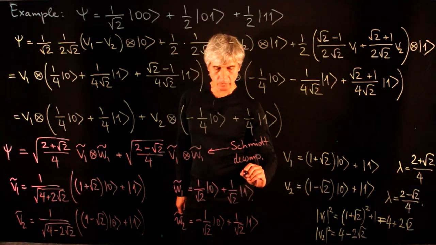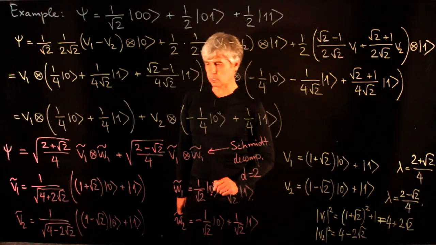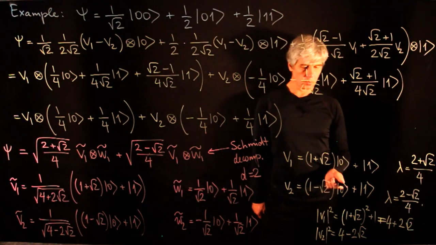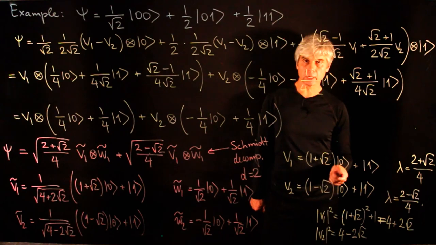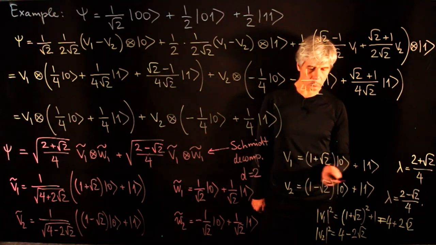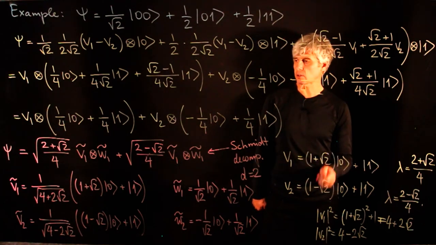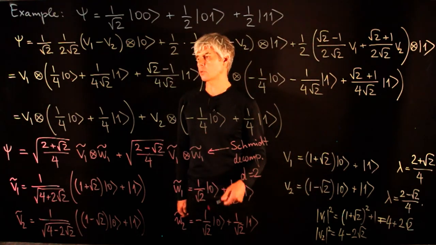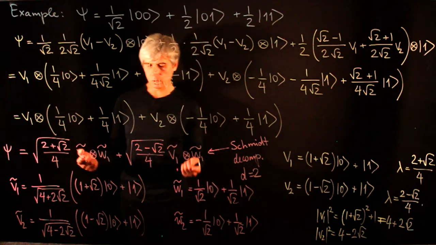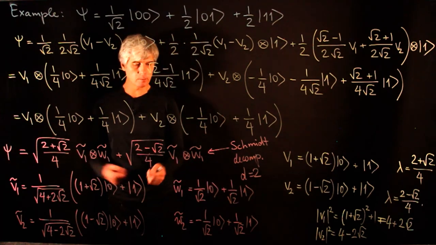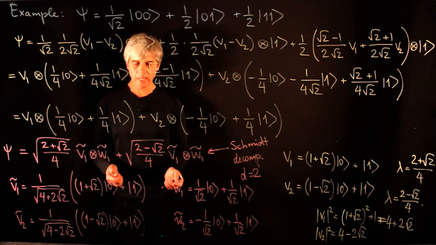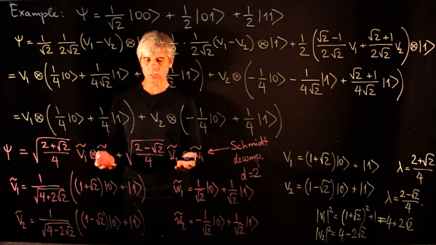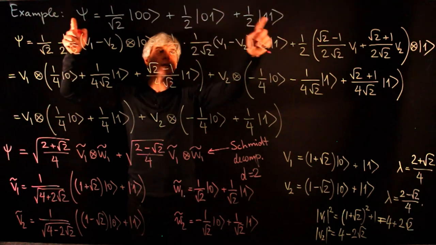So what we see is that D is equal to 2. And so one can verify that the scalar product between V1 and V2 is equal to 0. Right? So these two vectors are orthogonal to each other. And these two vectors are orthogonal to each other. And so then we get this Schmidt decomposition form. And so this is the final presentation for this vector.